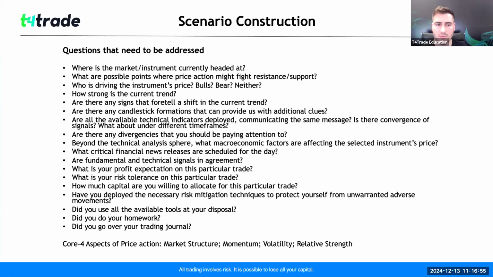There are a lot of things to look at. These are a few questions, but at the end of the day, because we're doing day trading, the core four aspects we are looking for are market structure, momentum, volatility and relative strength. Those are the four key pillars that we are looking at at the end of the day. If we do have access to order books, perfect. If not, unfortunately, we're going to have to deal with the information that we have in front of us.